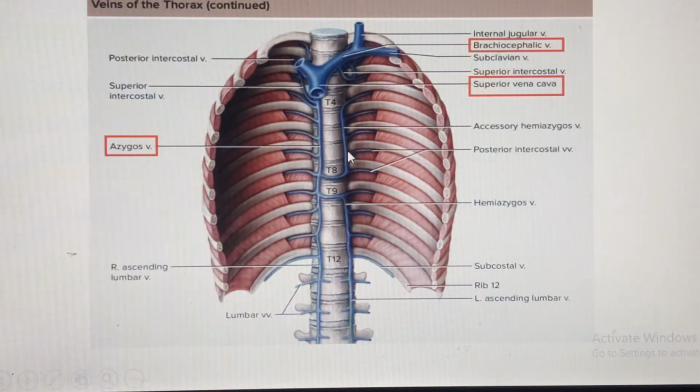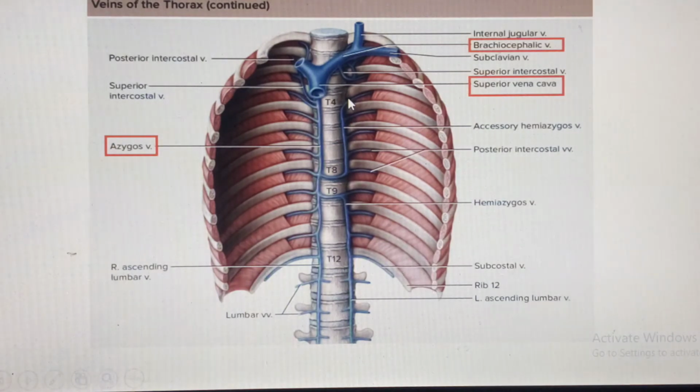This accessory hemiazygos vein will also become a tributary of the azygos vein, by crossing towards the right side to drain into the azygos vein. This usually takes place at the T8 vertebral level. As I said, there could be variation, such that the accessory hemiazygos vein may open at T7, and the hemiazygos vein may open into the azygos vein at T8. But generally, these are the standard measurements we are looking at. So that is what we are saying.